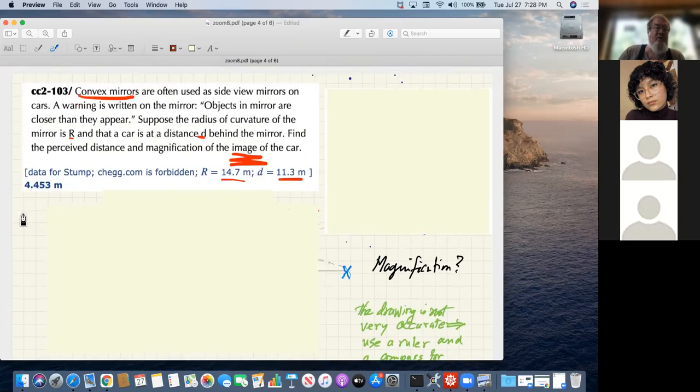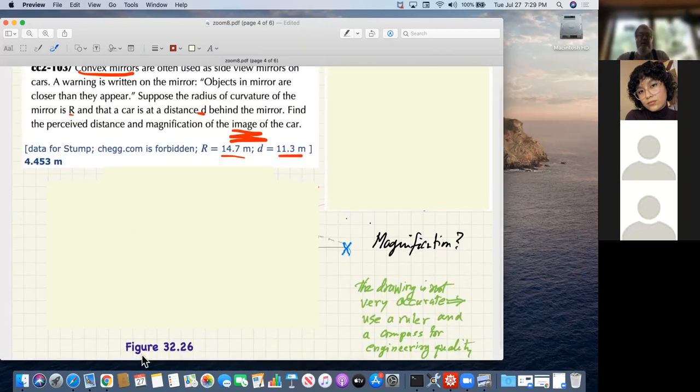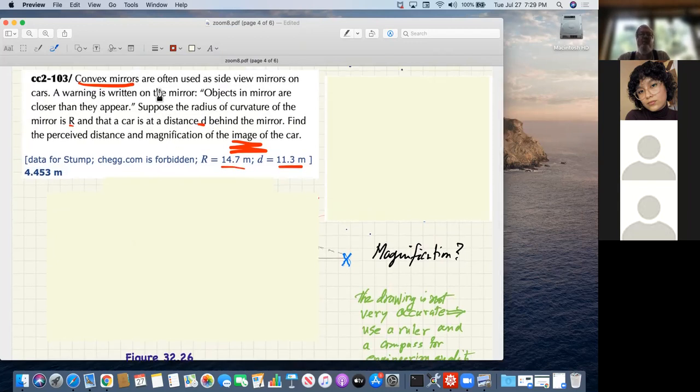Now, there's a discussion of this in the book, and if you look at figure 32.26, it shows exactly this situation where you have reflection from a convex mirror. But instead of just copying the picture from the book, let's make the picture here.